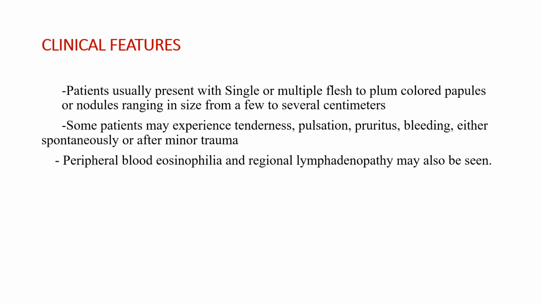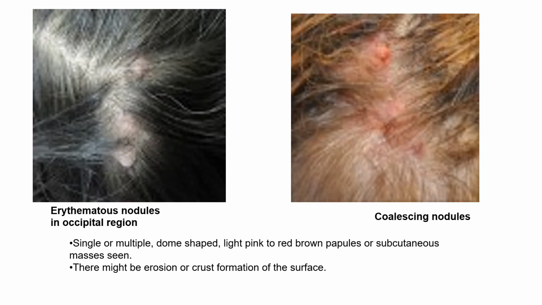Clinical features. Patients usually present with single or multiple flesh to plum colored papules or nodules ranging in size from a few to several centimeters. Some patients may experience tenderness, pulsation, pruritus, bleeding either spontaneously or after minor trauma. Peripheral blood eosinophilia and regional lymphadenopathy may also be seen.